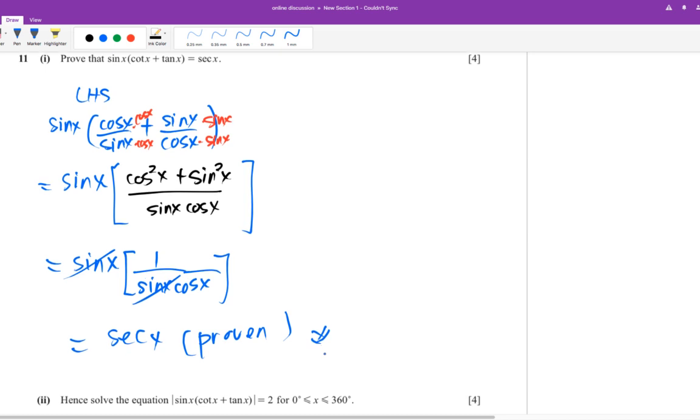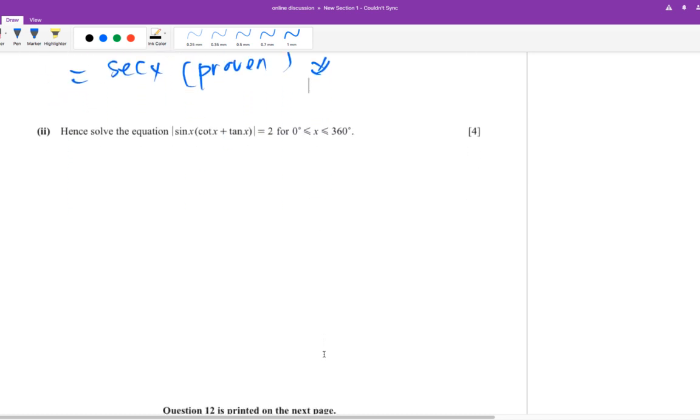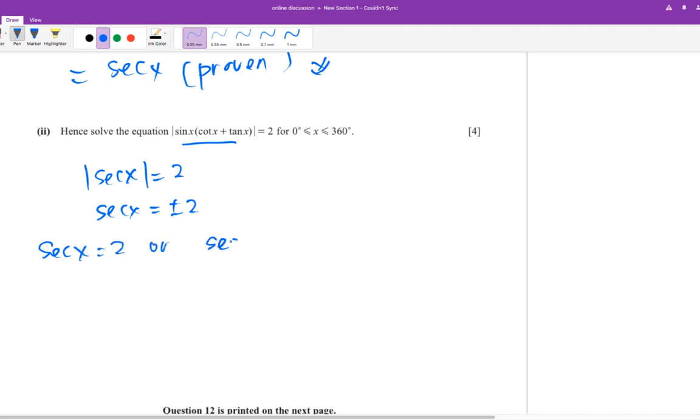Alright, so next one. Hence solve this equation. We know the whole thing equals secant x, right? So I will say modulus secant x equals 2. When I move the modulus to the other side, it becomes positive or negative 2. So I have two choices here: secant x equals 2 or secant x equals negative 2.